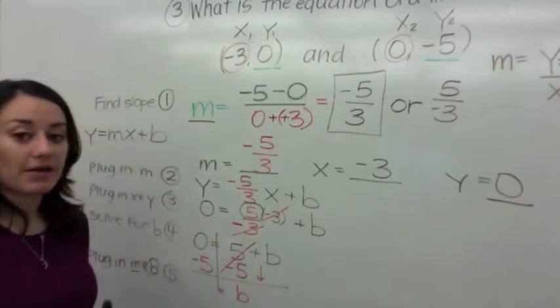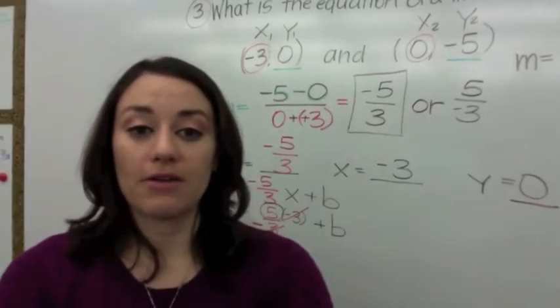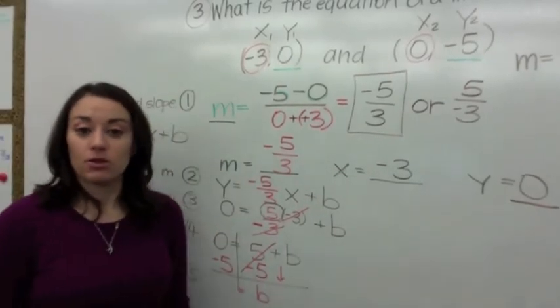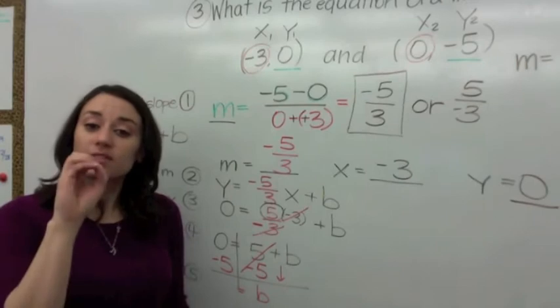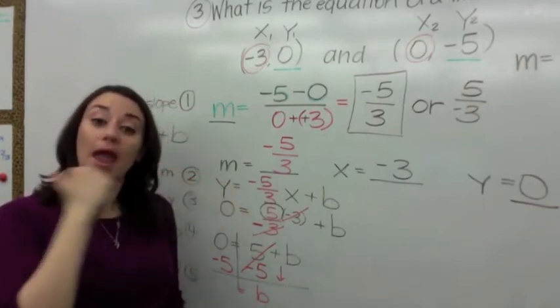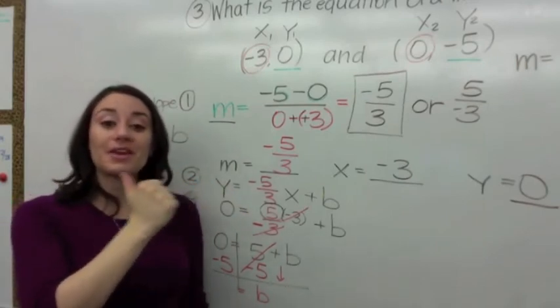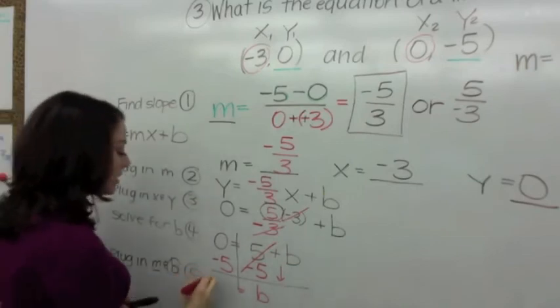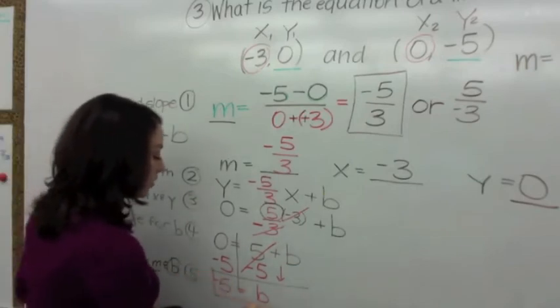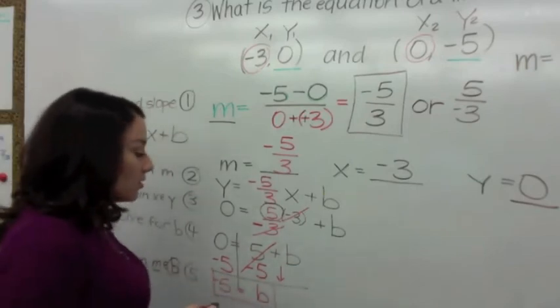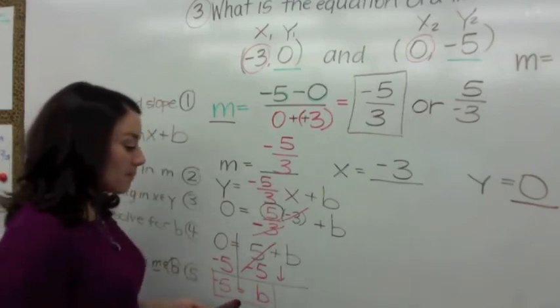0 take away 5. What is 0 take away 5? No, it's not 5, Heaven. No, it's not. When you have 0 and you take away a number, you're going in the negative direction. So it's going to be negative 5. Okay, good. So we have negative 5 for b.